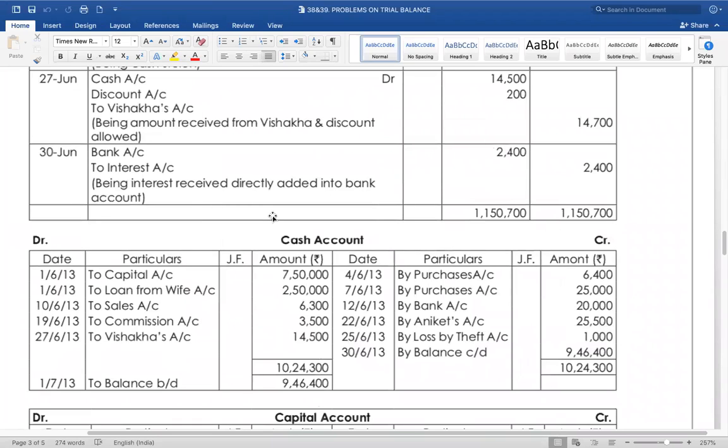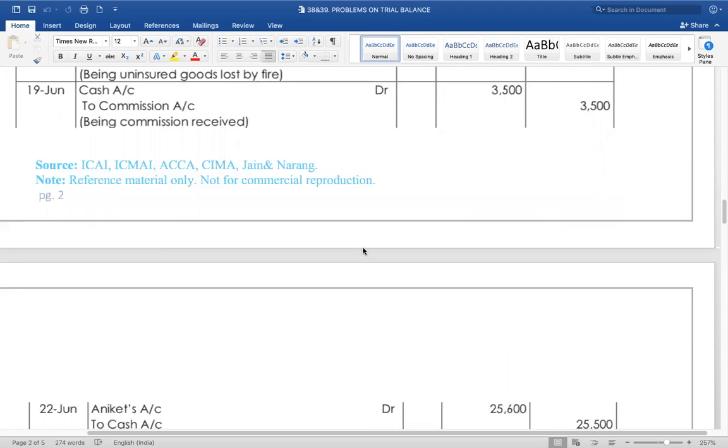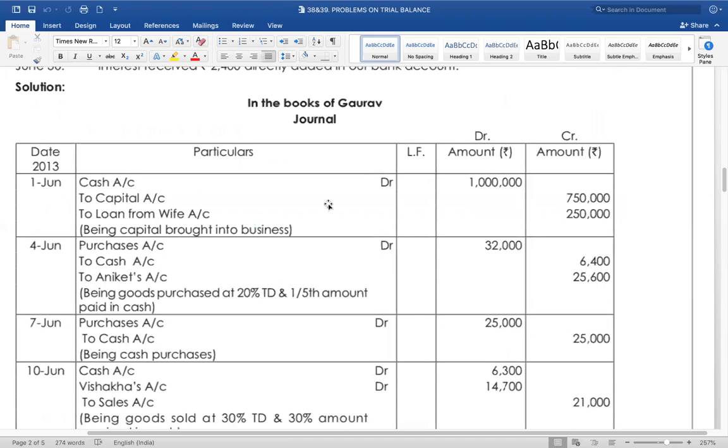It is not a hard and fast rule that you should prepare the cash account first, because there are many items for cash. We are starting with cash. With any account, you can start. Or the best thing is to start with whatever is the first account. The first account is cash account.